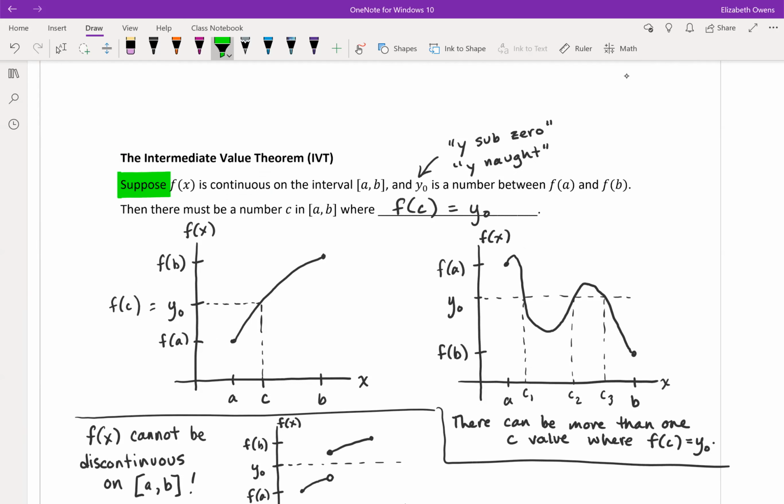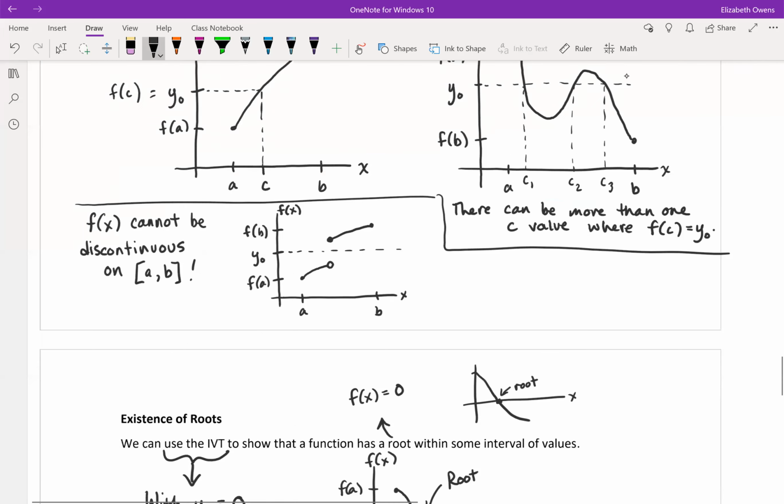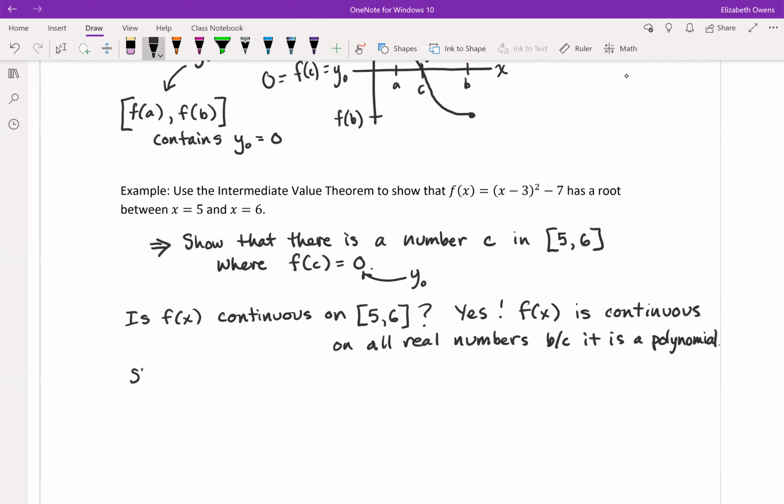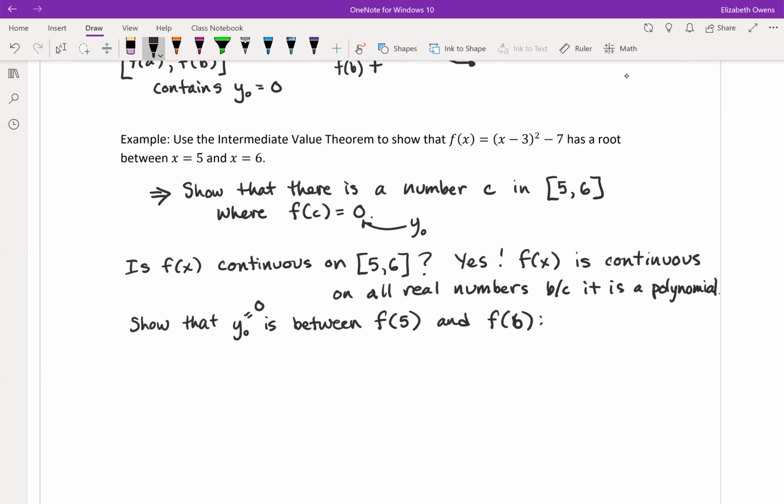Okay, so we've checked off this part, f of x is continuous, and then show that y0 is a number between f of a and f of b. So show that y0 is between f of a, which we'll just call 5, and f of b, which would be 6 in this case. Okay, y0 equals 0. And so this requires us to just plug in those x values.